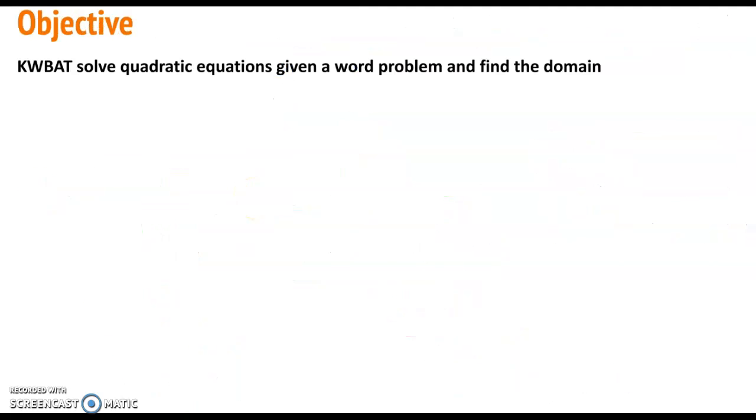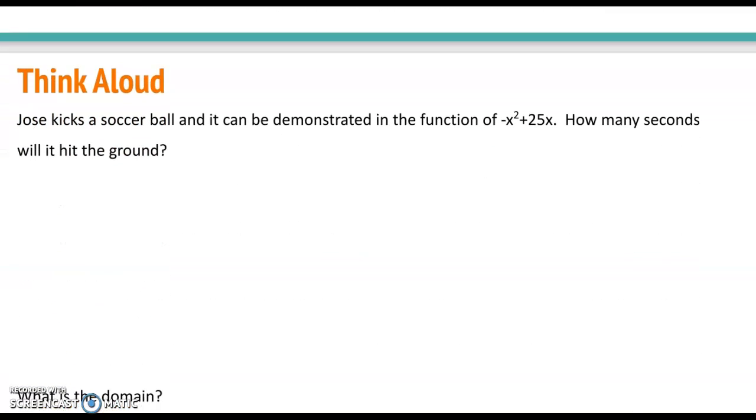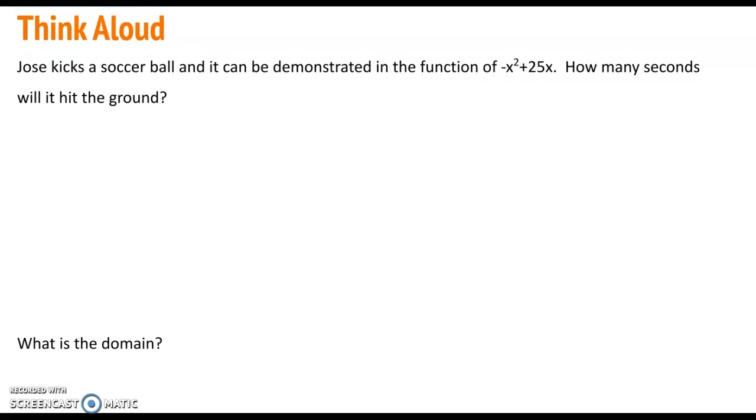And then our next day, we talked about solving quadratic equations in a word problem and to find the domain. So let's take a look at this problem. It says Jose kicks a soccer ball and it can be demonstrated in the function of negative x squared plus 25x, and it's asking me how many seconds does it hit the ground.